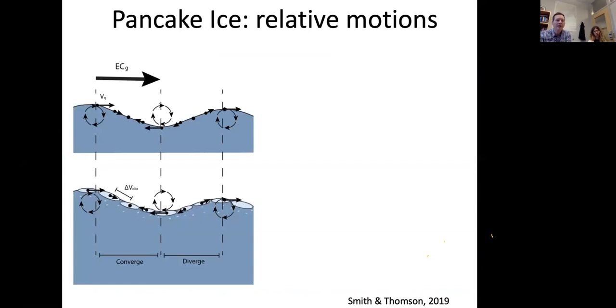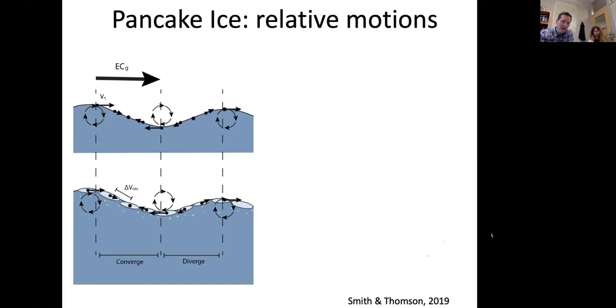And here's, again, work by Maddie Smith and her recent PhD dissertation showing exactly how the pancakes move as the waves roll through. So here's a schematic showing the wave orbital motion. In open water, that's the top panel, as a wave moves through from left to right, the particles at the surface are tracing out these orbits in deep water. And when there's ice on the surface, the ice is mostly tracing out those orbits also.